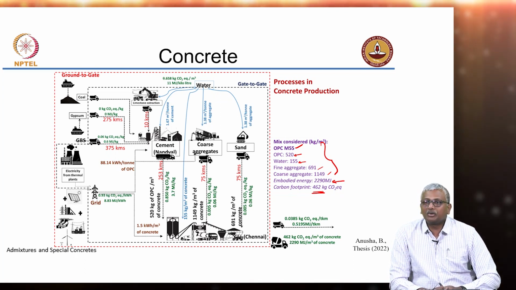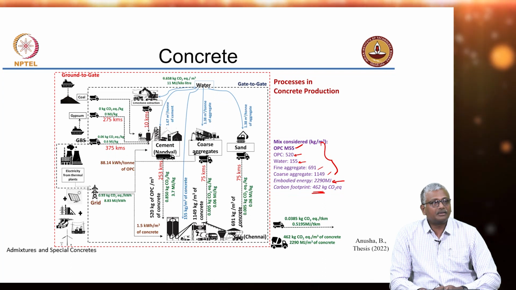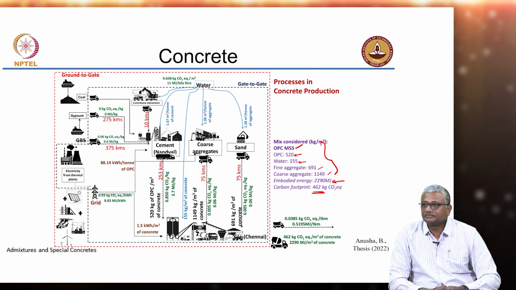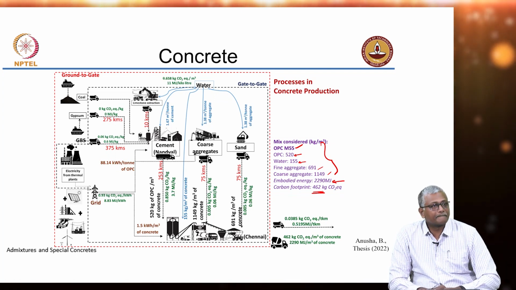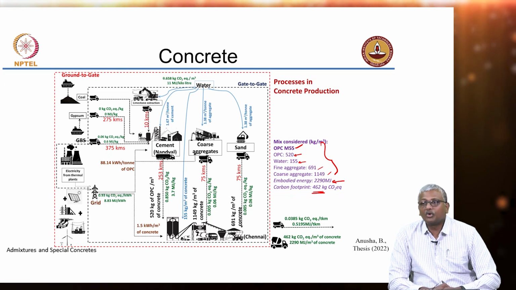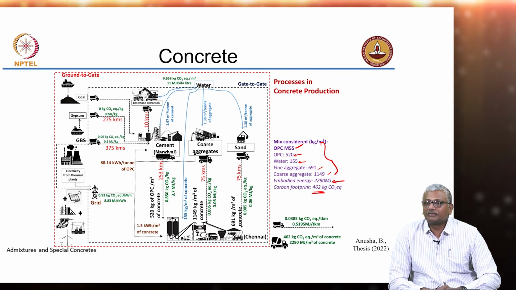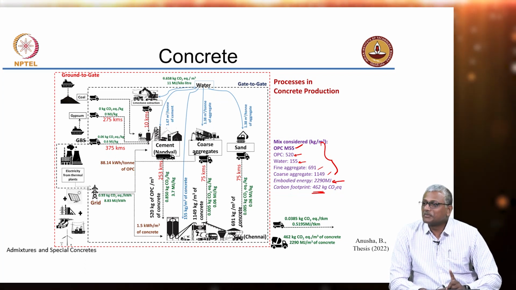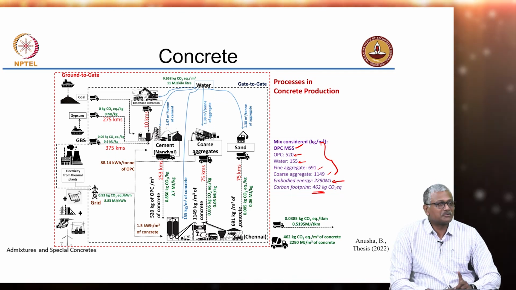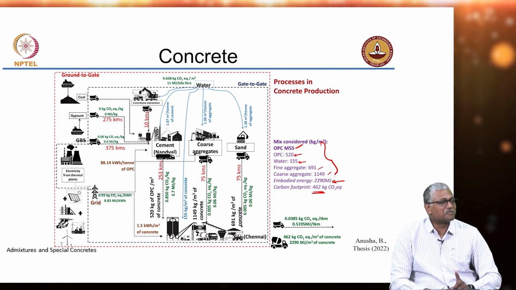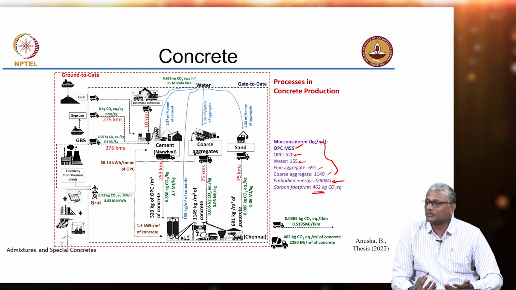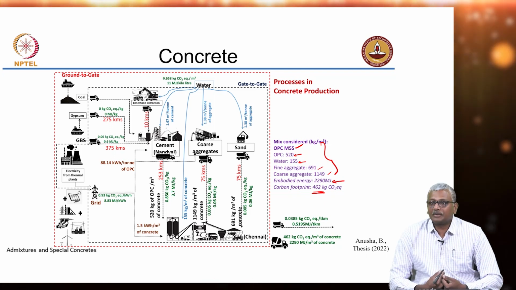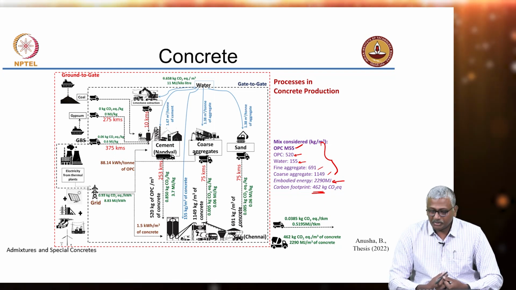1 cubic meter. How many cubic meters are used in the world of concrete? About 10 billion cubic meters of concrete are used around the world. So, 1 cubic meter produces 462 kilogram equivalent of CO2. 10 billion cubic meters, you can just keep multiplying by how many zeros, I don't know. So, concrete contributes nearly 8 to 10% of your overall CO2 emission.